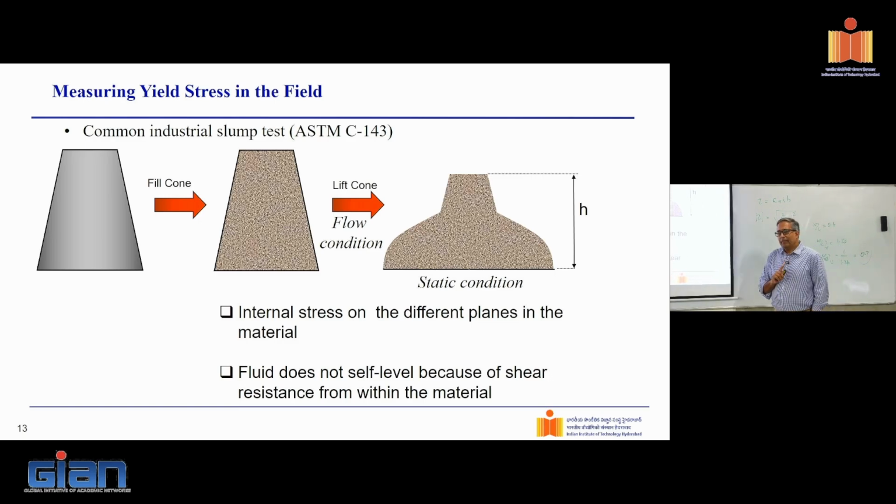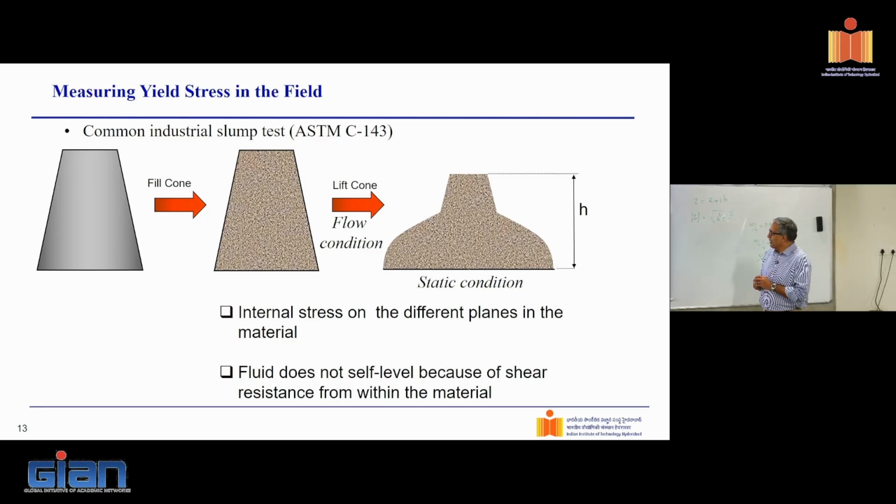Why? What is the fundamental difference between water and cement in this case? Yield stress. Okay, water does not have a yield stress, and I'll show that a little later. But basically, when you look at a slump cone that has come to rest, it's a static condition. It's not flowing. It's come to rest, right?